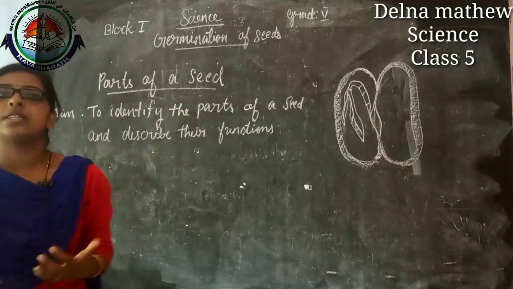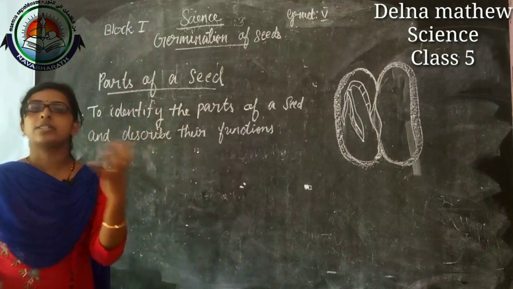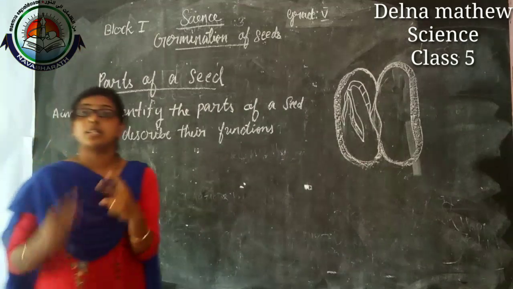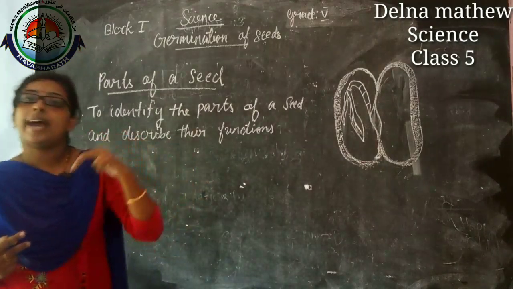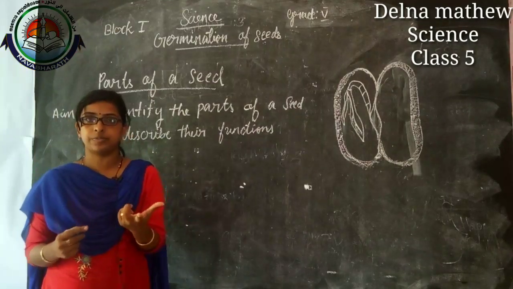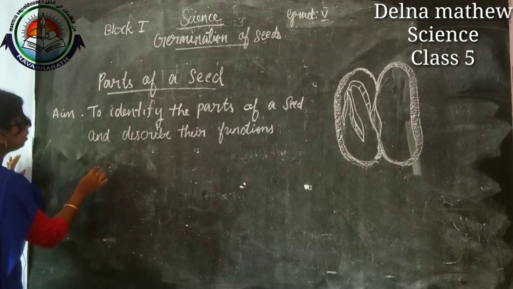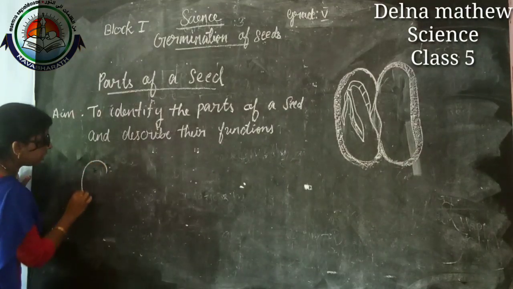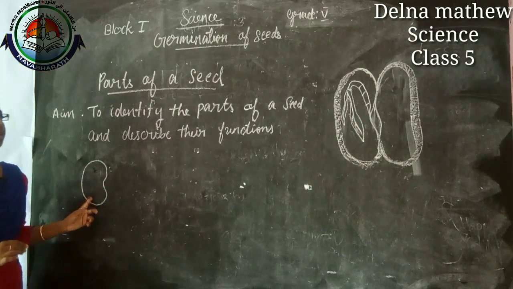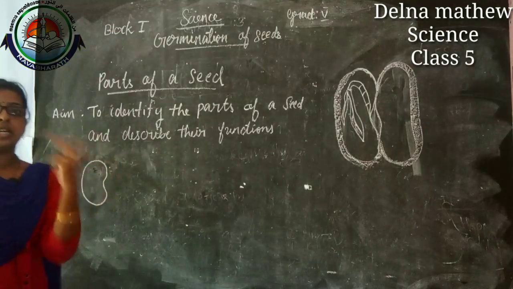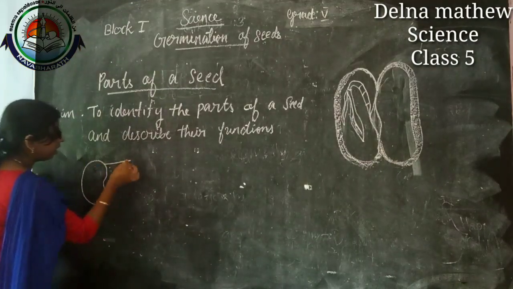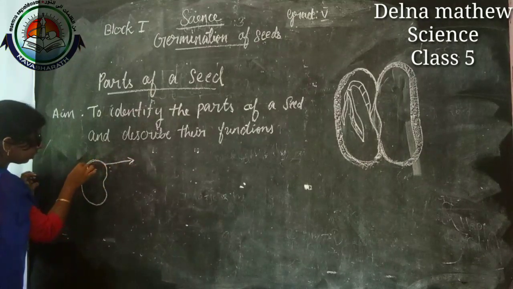If we consider a seed, it has different parts, and these parts we are mainly discussing in two ways: inner part and external part, inner and outer. Let us discuss it. Just consider this as a seed. Here we consider both cases, inner and outer part. First we are going to discuss the outer part. This is the outer covering of the seed.